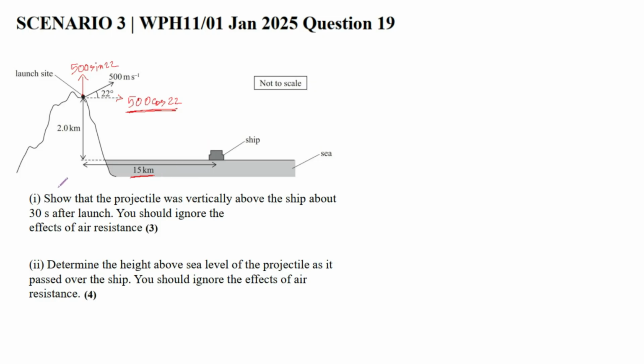The question says, part 1, show that the projectile was vertically above the ship about 30 seconds after the launch. You should ignore the effects of air resistance. So this is a show that question, and I'll tell you the mandated rule for answering show that questions. Fine. So like I said, you have to consider the horizontal aspect of the projectile motion. Horizontally, do you remember there is only one equation, and that's speed equals distance by time. The question is asking you to calculate the time, so time should be distance by speed.